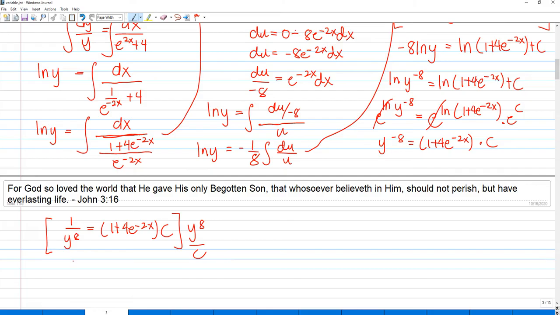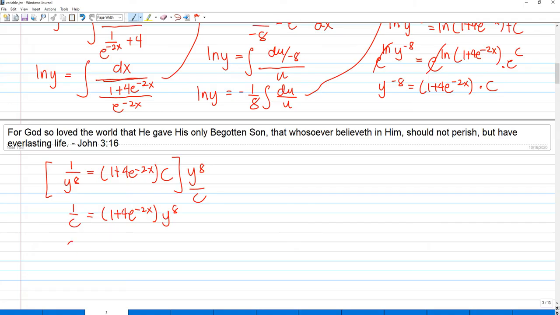So what will happen is 1 over c, and then we have 1 plus 4e raised to negative 2x, y raised to 8, and 1 over c will still be equal to c. So we have y raised to 8, 1 plus 4e raised to negative 2x. So this would be our answer for number 2.